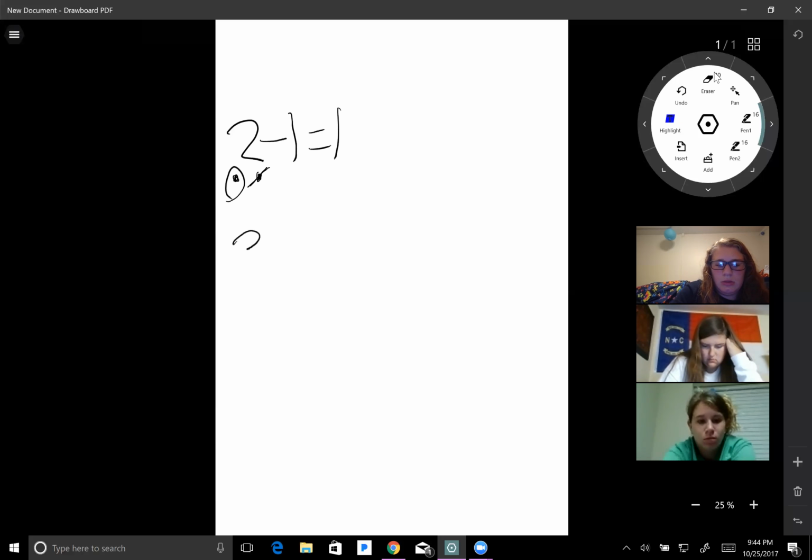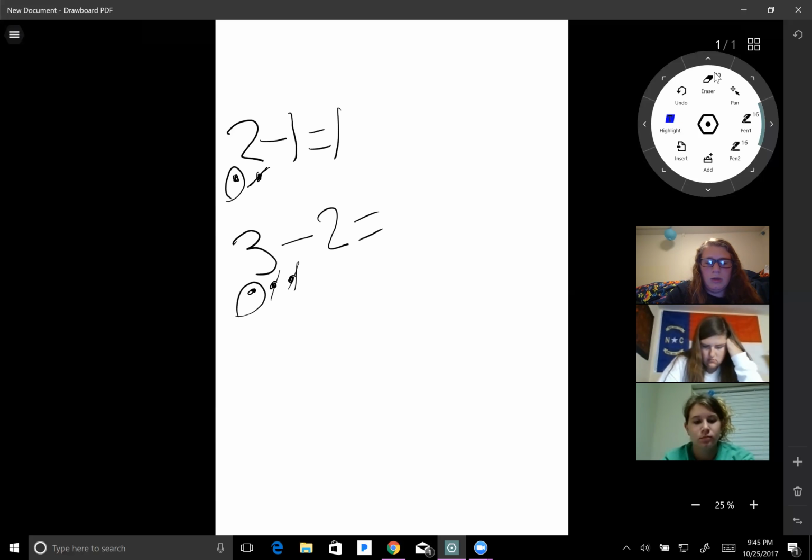Next one, 3 minus 2. So we will draw 3 dots, and we're going to mark out 2 of them. So again, we only have 1 dot left.